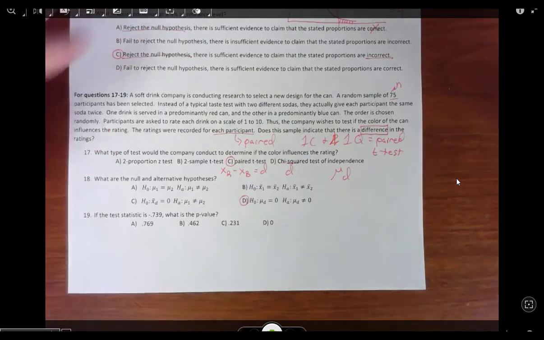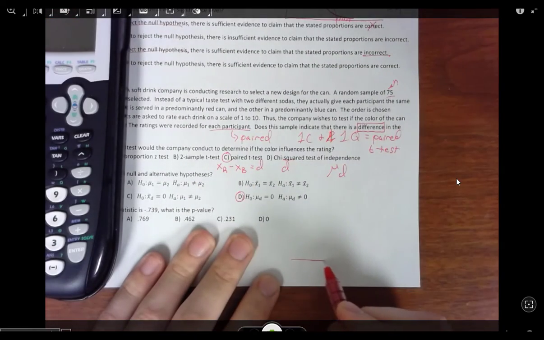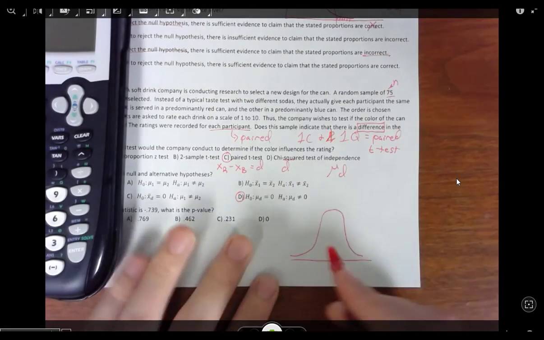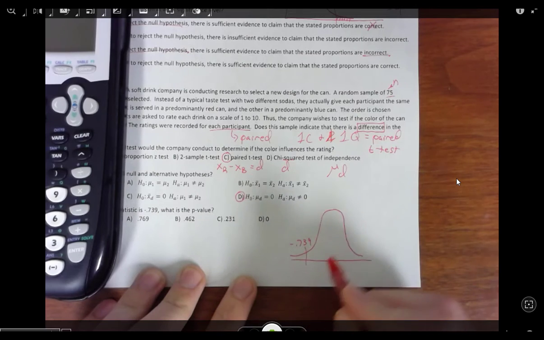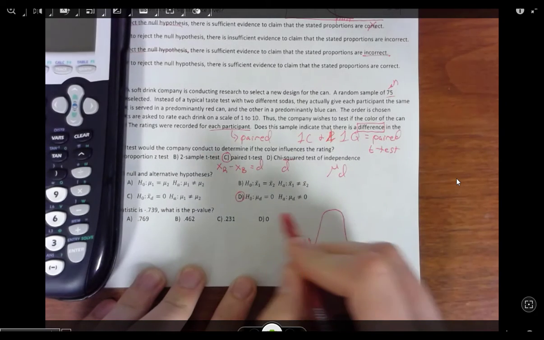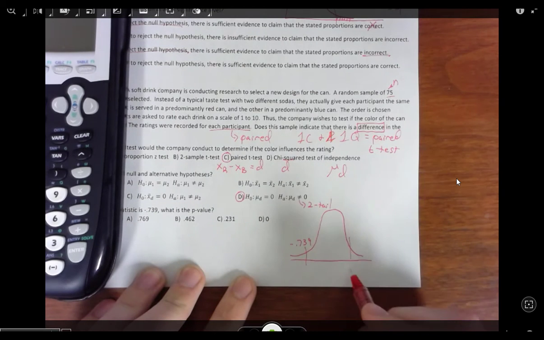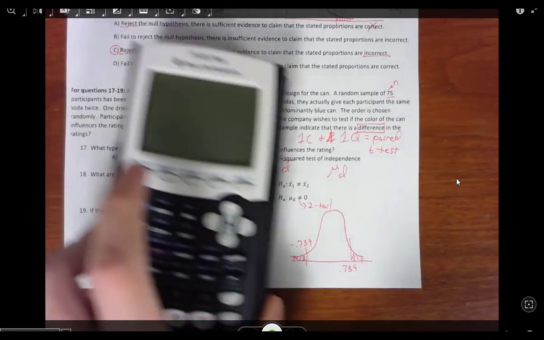Then it wants to know, if the test statistic is negative 0.739, what is our p-value? So it's a paired t-test, so we want to draw our t-distribution. Our test statistic is negative 0.739. Since it's a not equal to, that tells us it's a two-tail. So we also want above positive 0.739. So we want the upper tail and the lower tail.